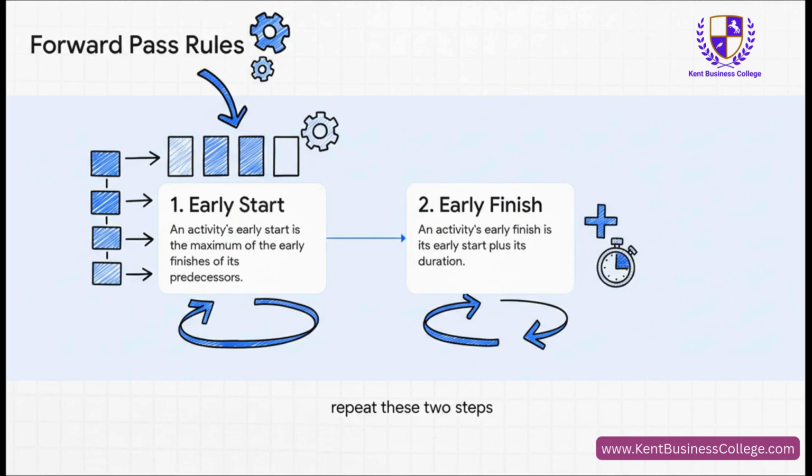And here's the best part. There are only two simple rules you need to know. Think of it like a relay race, right? The early start for your leg of the race is whenever the runner before you slaps that baton in your hand. And your early finish? Well, that's just your start time plus how long it takes you to run your bit. Simple as that. We just do those two steps over and over, all the way to the finish line.